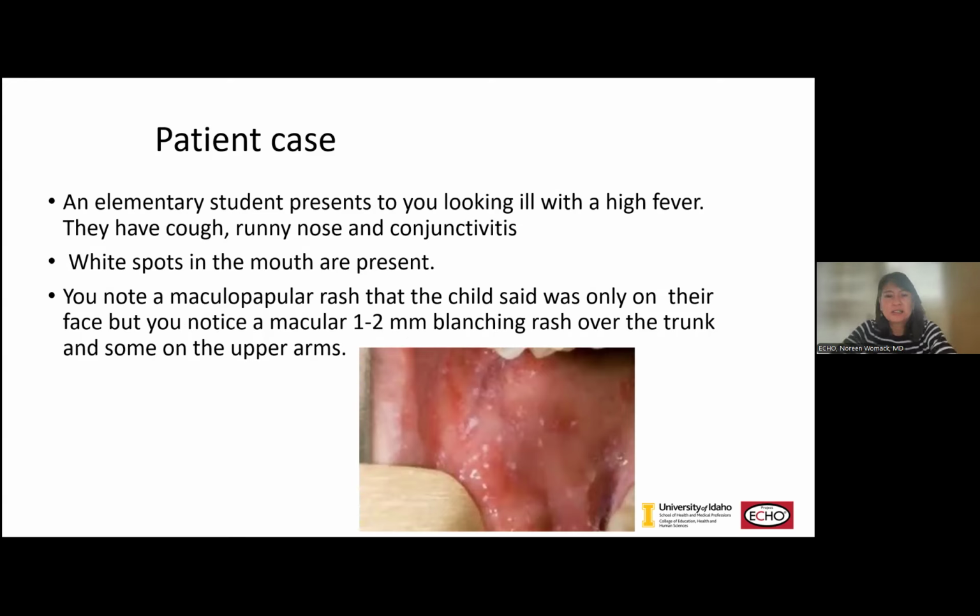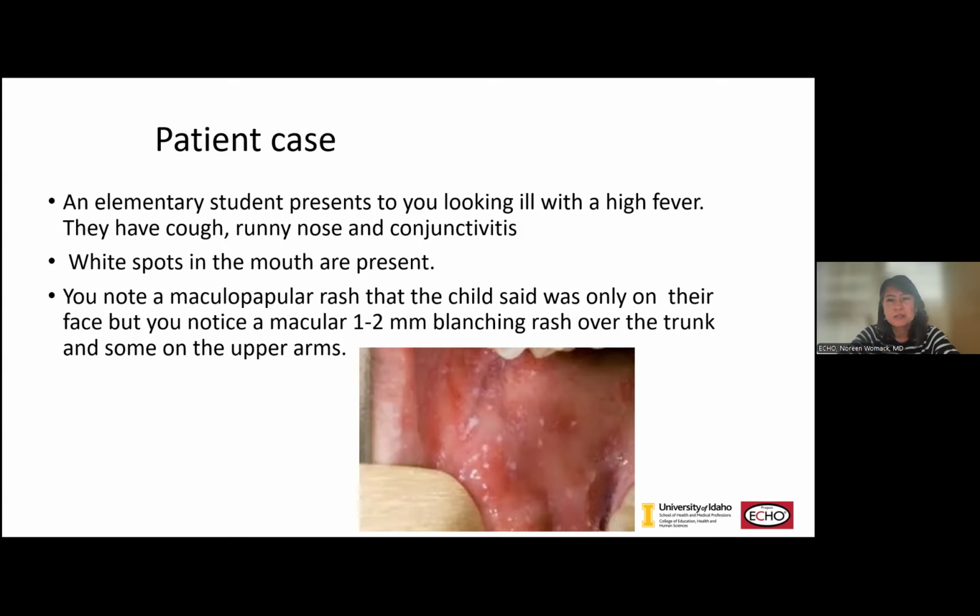So this is an elementary student that presents to your office that looks ill, has a high fever of 102. You also note that they have cold symptoms, cough, runny nose, and they do have red eyes as well. Since you're a fantastic nurse, you look in the mucous membranes and you notice white spots in the mouth that have an erythematous base. And you also note a 1 to 2 millimeter macular rash, some papules that blanch over the trunk, though the child said that the day before they were only on their face. And I actually saw already, yes.